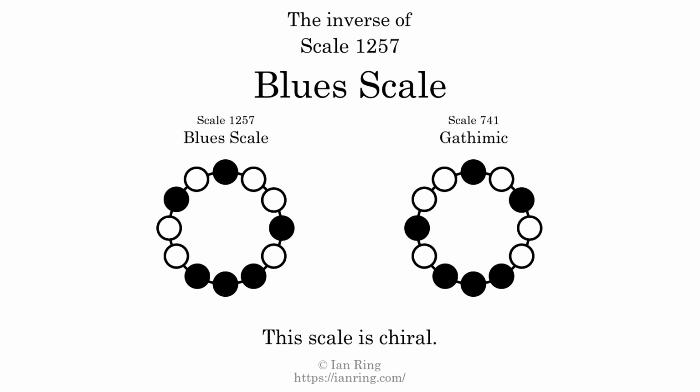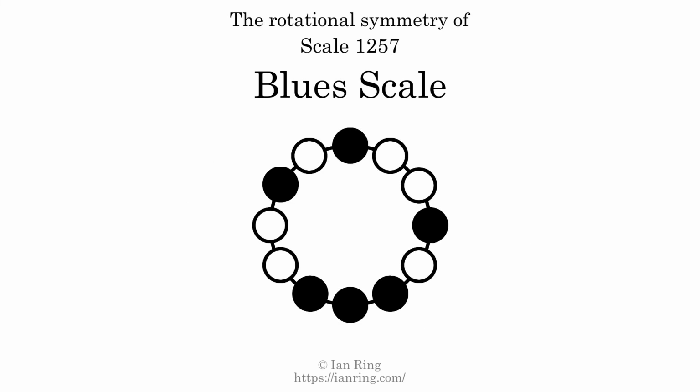The inverse of a scale is a mirror image. It is what you get when the sequence of intervals is reversed. The inverse of this scale is scale 741, also known as Gothymic. This scale is chiral. It cannot transform into its inverse by rotational transformation. This scale has no rotational symmetry.